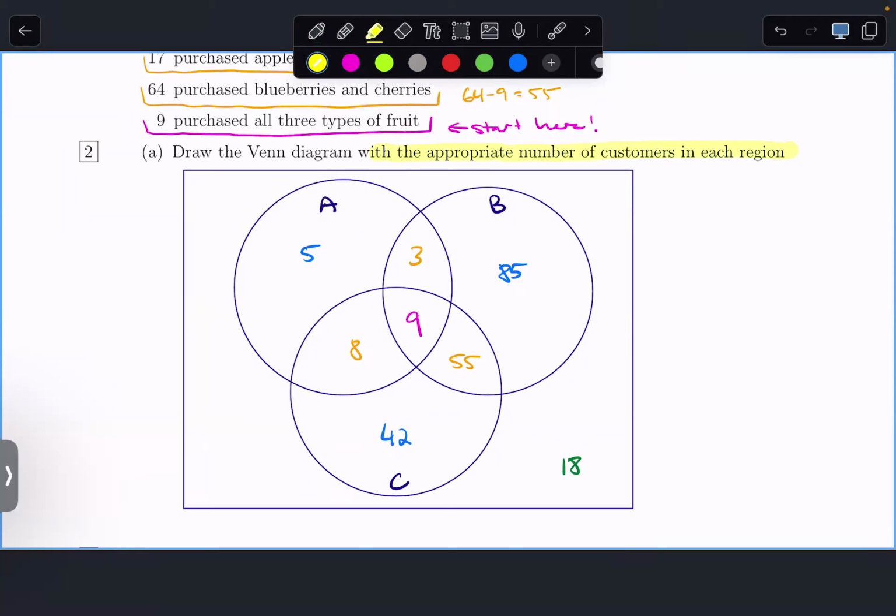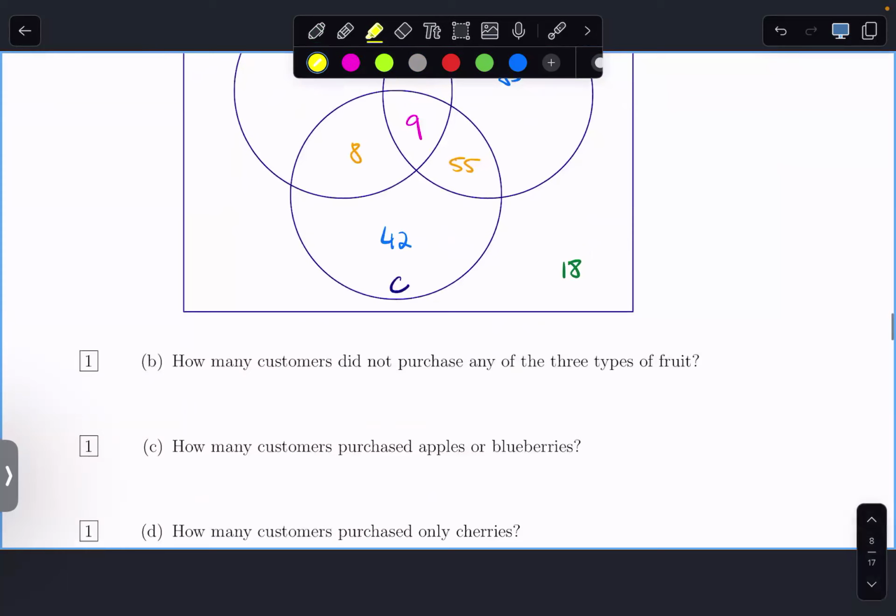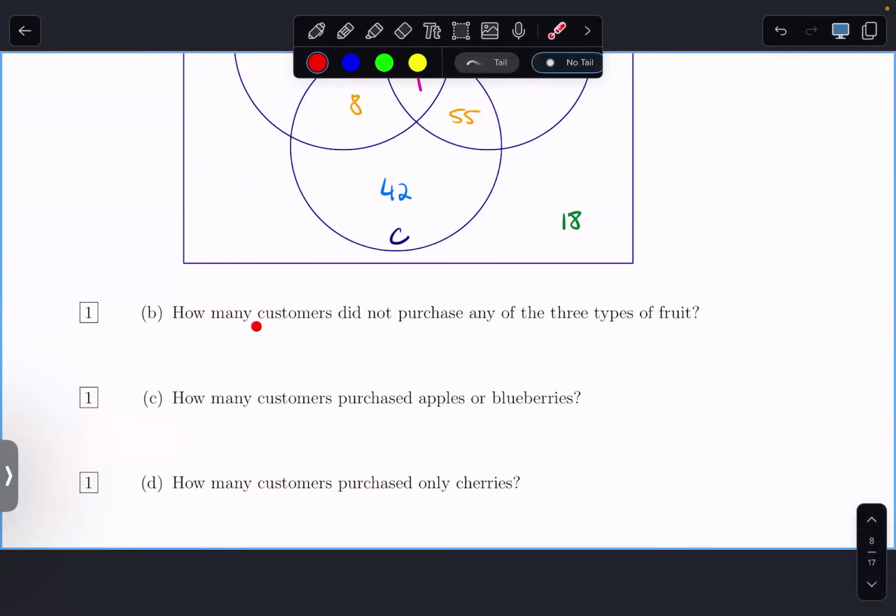Nice. Hard part's done, I think. Now, how many customers did not purchase any of the 3 types of fruit? 1 mark, 18, because you've already said it.